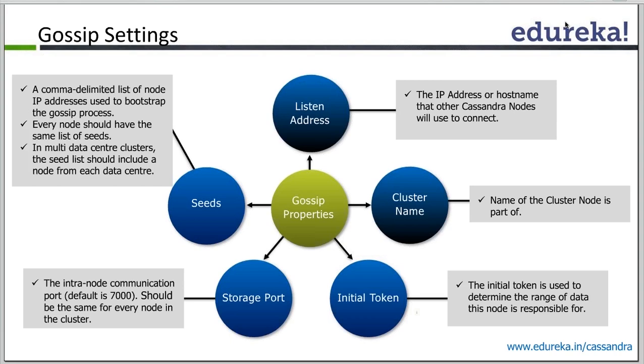Okay, and it should always include a node from each data center, because if you have a multi-data center deployment and a particular node is added in a different data center, it would rather go to a seed which is local to the data center than go to a seed in a remote data center. That's the reason why you should have in the seed list at least one node from each data center.